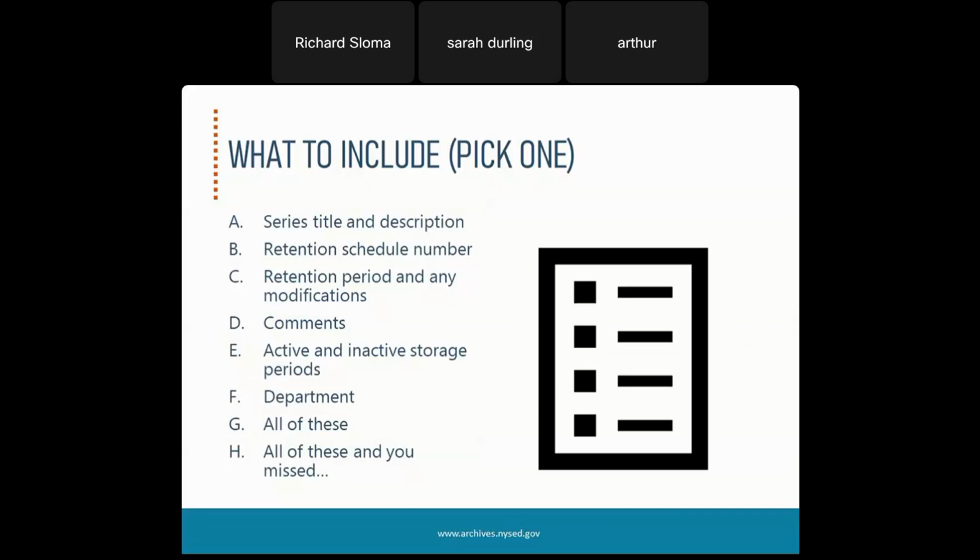This goes back all the way to the original question Arthur threw at you guys. What do you include in these? A, series title and description. B, retention schedule number. C, retention period and any modifications. D, comments. E, active and inactive storage periods. F, department. G, all of these. Or H, all of these. And Sarah, I don't know if you realize this, but you missed.